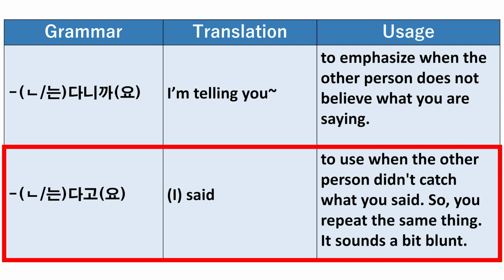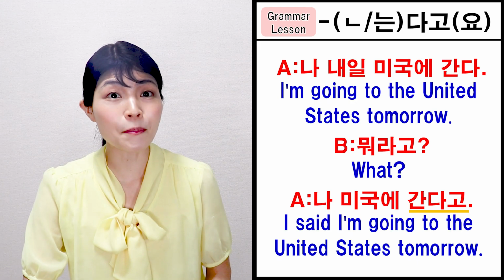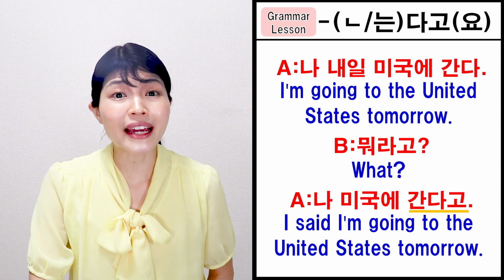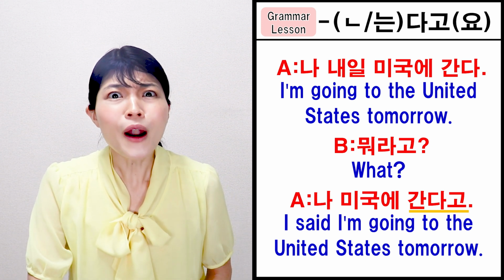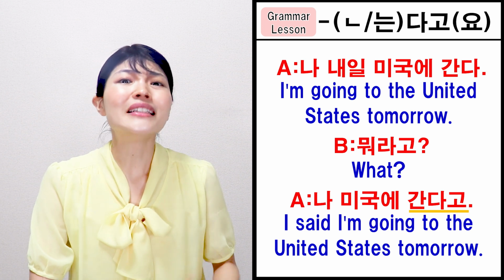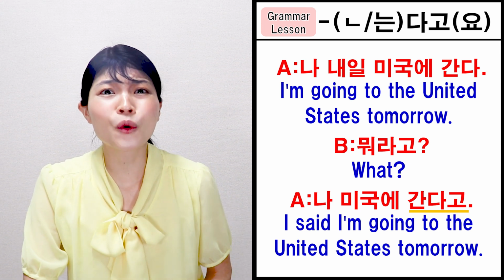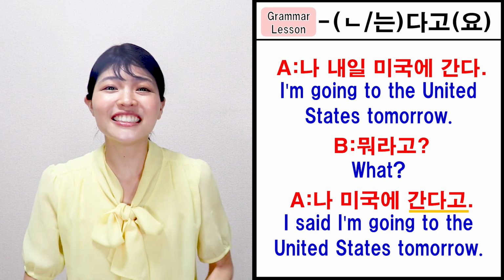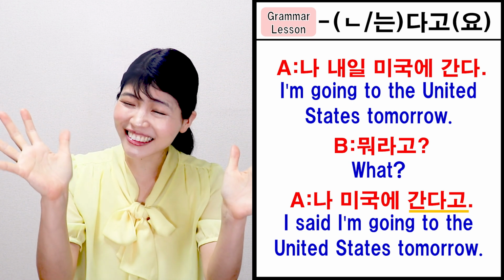So you repeat the same thing. It sounds a bit blunt, therefore be careful when you use it. For example, 나 내일 미국에 간다. I'm going to the United States tomorrow. 뭐라고? What? 나 미국에 간다고. I said I'm going to the United States tomorrow. Did you understand the difference?